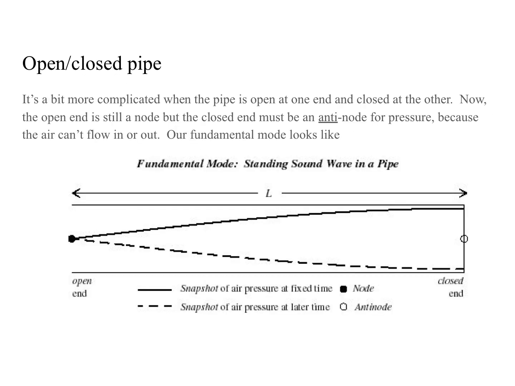You can also have a pipe that's open at one end and closed at the other, though, and then it's a little bit more complicated. Now, the open end is still a node, it's still 1 atmosphere there, but the closed end must be an antinode for pressure, because the air can't flow in or out. Our fundamental mode now looks something like this, where this is now the pressure, and at the open atmosphere we have 0 overpressure, and down here we have maximum over or under pressure.